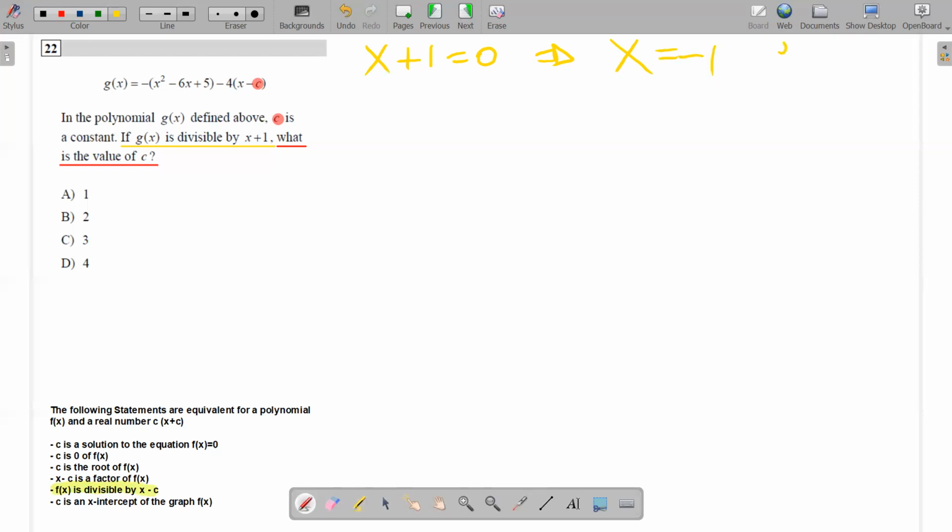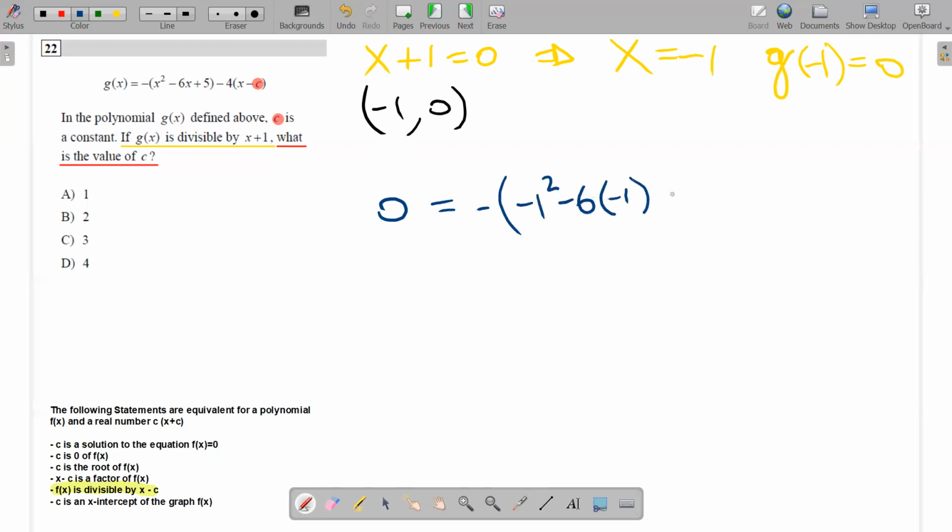Well, when x is equal to -1, now g of -1 will be equal to 0, giving us the coordinate that we were missing. Because now we can apply this coordinate on the function, and we will have 0 equal negative, then multiply -1 to the power 2 minus 6, and multiply -1 plus 5 minus 4, then multiply -1 minus c. As you can see, now this function becomes just an equation with one variable, and the variable is c, and we can solve for it.